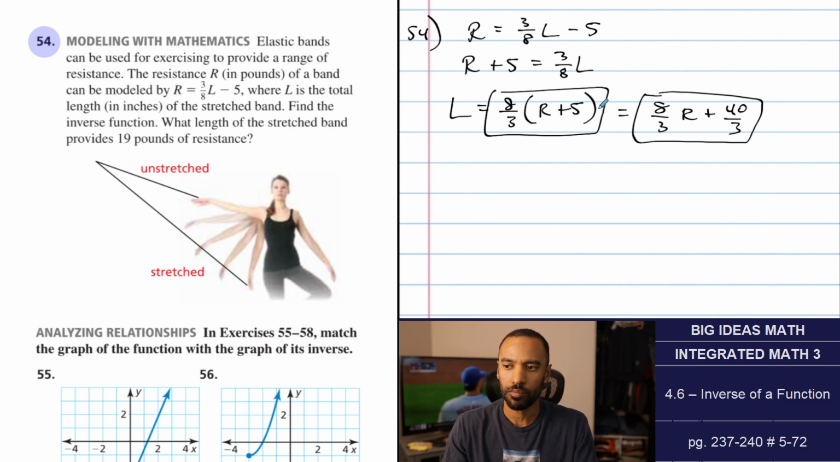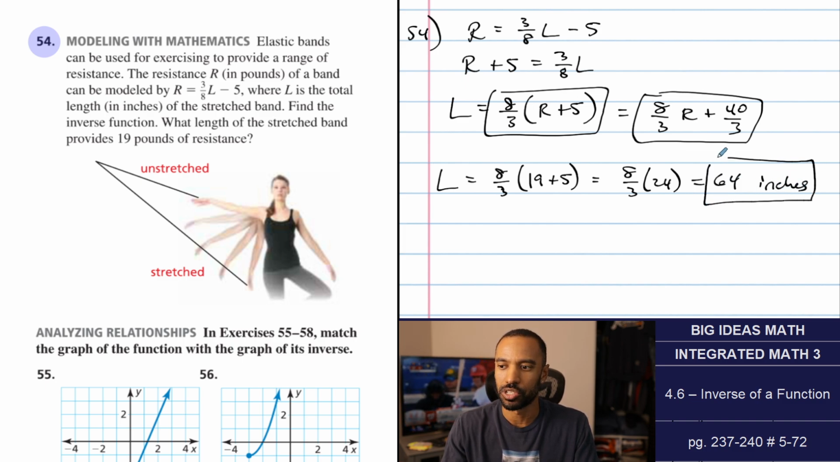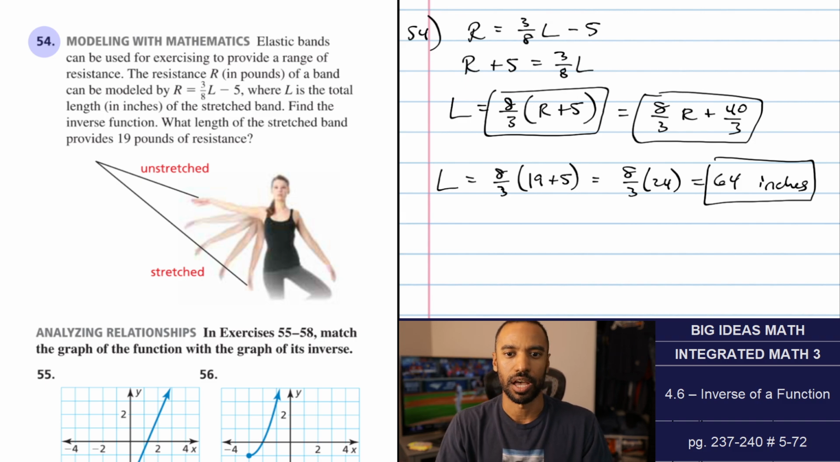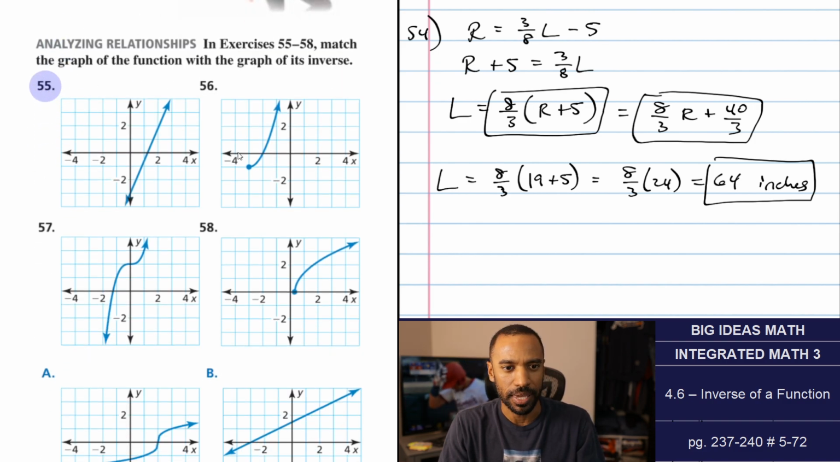Now, when they say what length of the stretch band provides 19 pounds of resistance, that'll be 8/3 times, let's just put 19 in here, 19 plus 5 equals 8/3 times 24. 24 divided by 3 is 8, and 8 times 8 is 64. So 64 inches would give you that 19 pounds of resistance. Okay, so those two word problems, pretty straightforward. And again, when it comes to taking inverses there's no true swapping the variables.